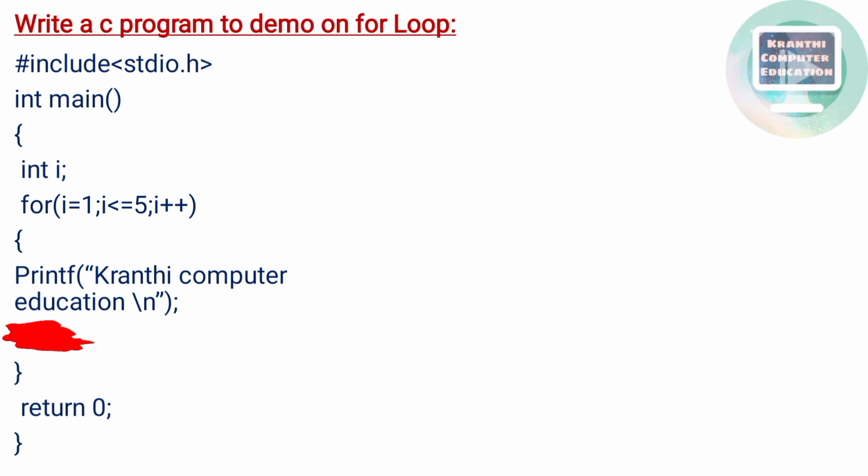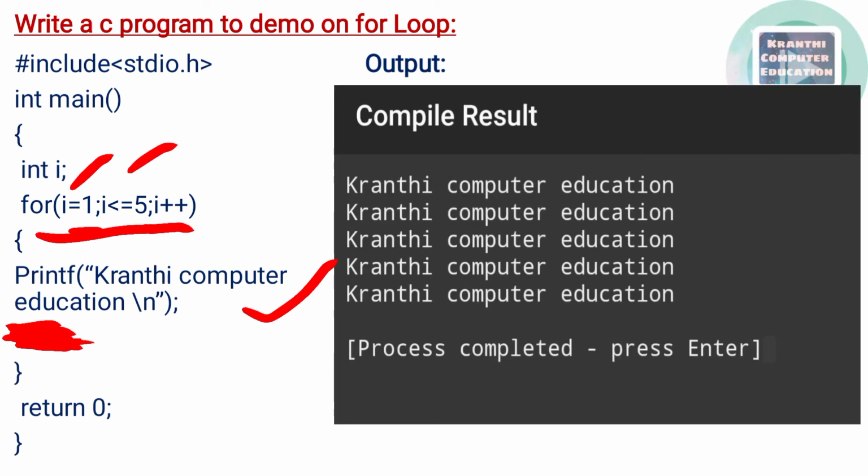In this program we just wrote a for loop, and we are going to print Kranti computer education 5 times, because the i value is initialized with the value 1, and it is going to check the condition. The upper bound is 5, the lower bound is 1, which means the for loop will be executed from 1 to 5. Next we will see the output for this program. I already ran this program on the C compiler, and I am going to share the output with you. So this is the output for this program.